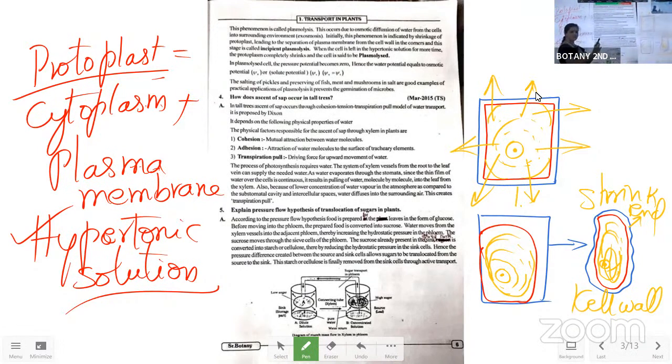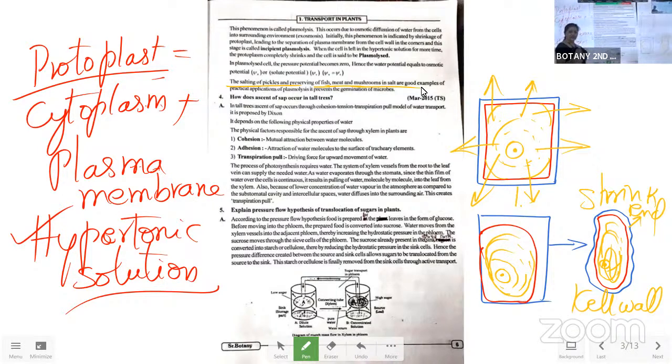We know the process, then we can explain, isn't it? So plasmolysis is this one. What is plasmolysis? Explain the process of plasmolysis and the uses of plasmolysis. Uses means here we have to say salting of the pickles and preserving fish, meat, and mushrooms. That is the best example of plasmolysis. Like that, we can end up, and the diagram is mandatory.